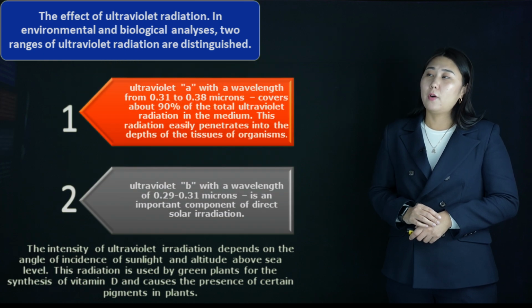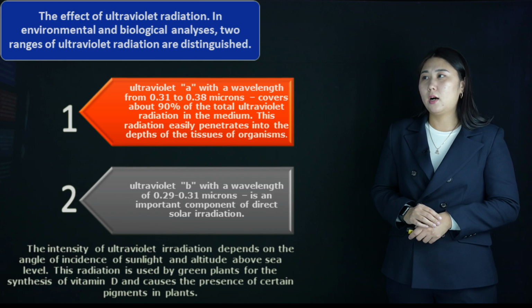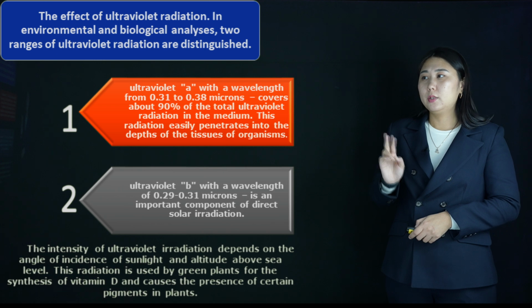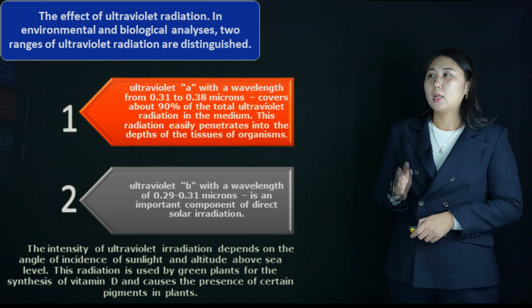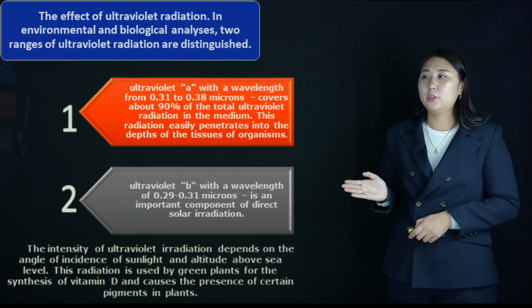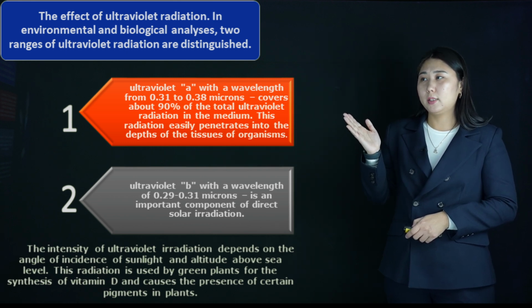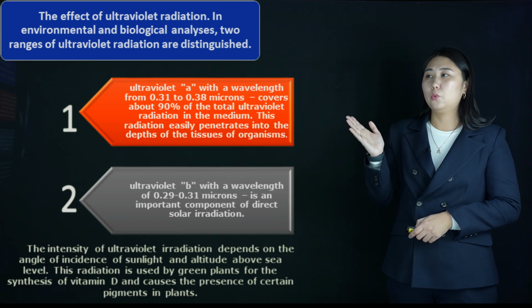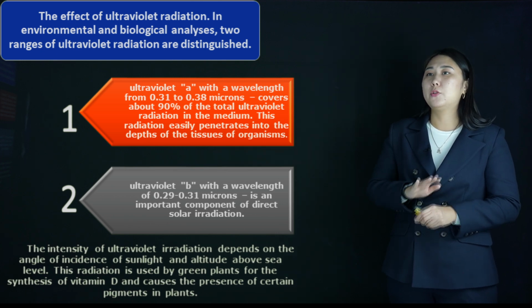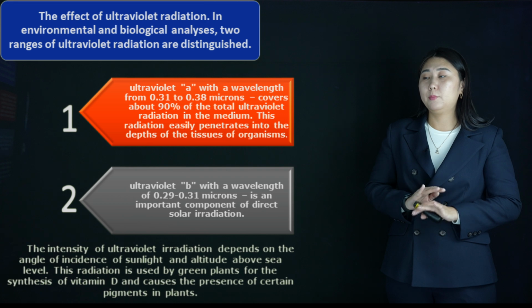The effect of ultraviolet radiation in environmental and biological analysis. Two ranges of environmental radiation are distinguished, of two types. The first is ultraviolet A, and the second is ultraviolet B. Ultraviolet A, with wavelengths from 1.31 to 1.38 microns, covers about 90% of total ultraviolet radiation in the medium.